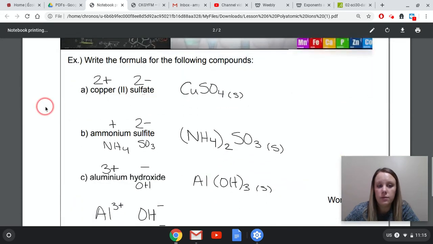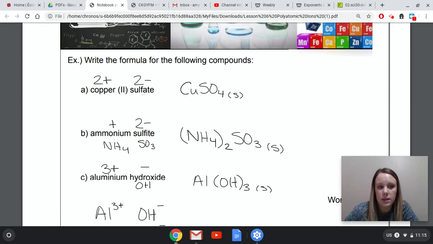All right, writing the formula is similar to what we've done in the past. It's all about crossing the charges so that they balance. The first example has copper 2. We know that when the Roman numeral is here, it's telling us the charge of copper is 2+.